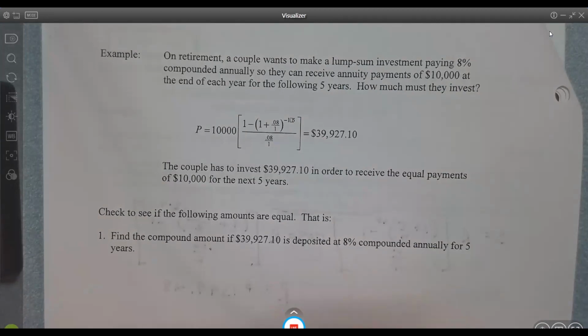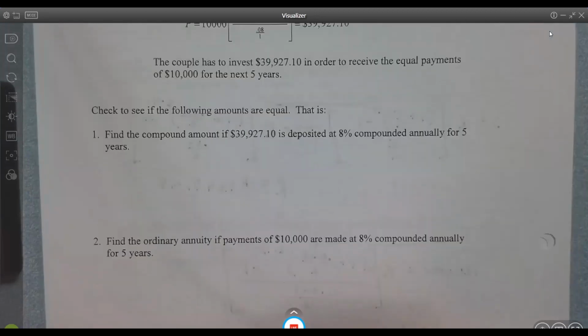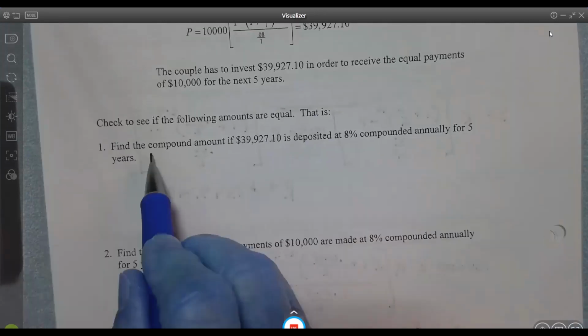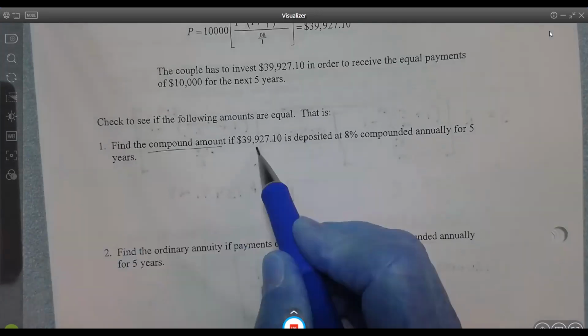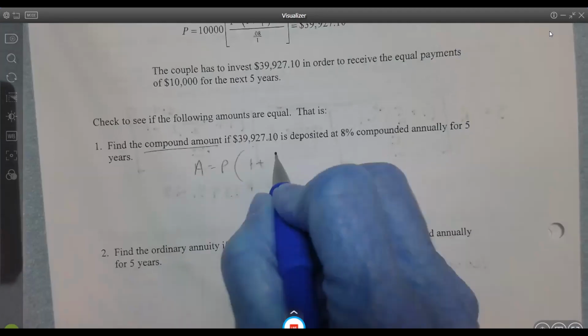And I see that my time sign didn't come out, so that should be a time sign there. So they would need to invest $39,927.10 in order for them to get these equal payments for the next 5 years. Now, in order to see if these amounts are true, then you either have to go back to a compound amount formula for this, because that would be my P value in order for me to find out what that would be.